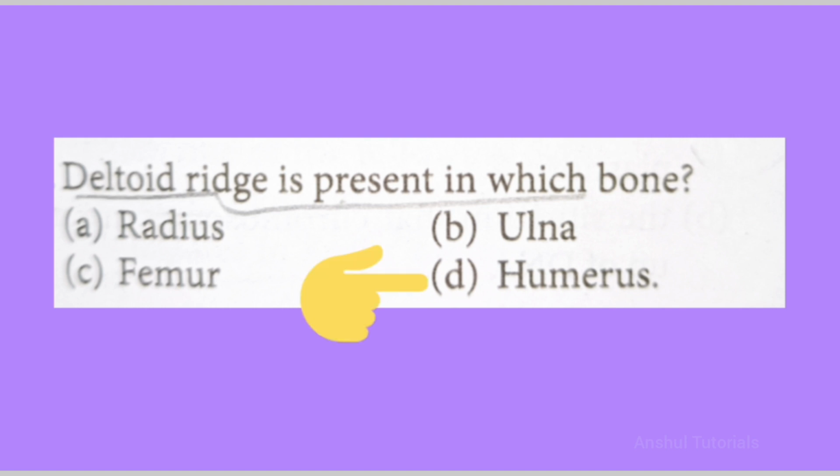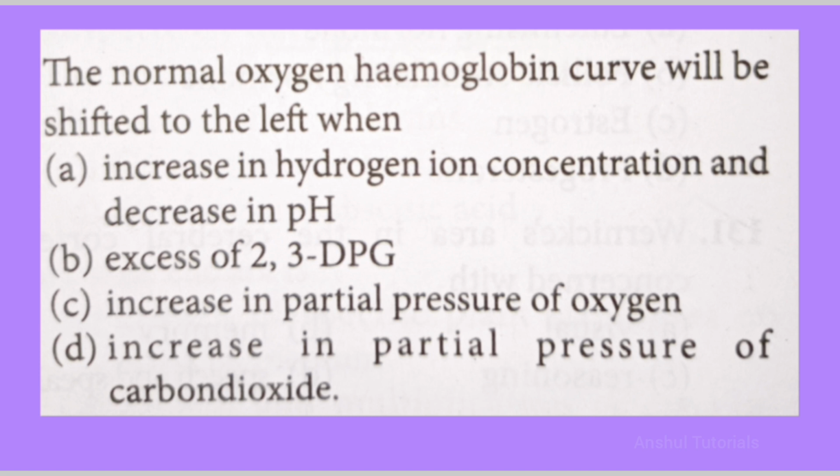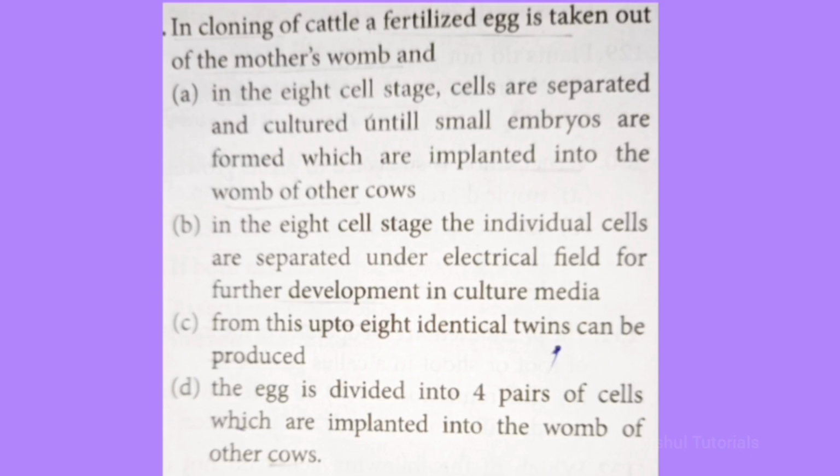And the next question is, deltoid ridge is present in which bone? The correct answer is option D, that is humerus. And the next question is, which one of the following conditions is correctly matched with its consequent symptoms? The correct answer is option B, that is hypervitaminosis C, stone formation. The normal oxygen hemoglobin curve will be shifted to the left when? The correct answer is option C, that is increase in partial pressure of oxygen.